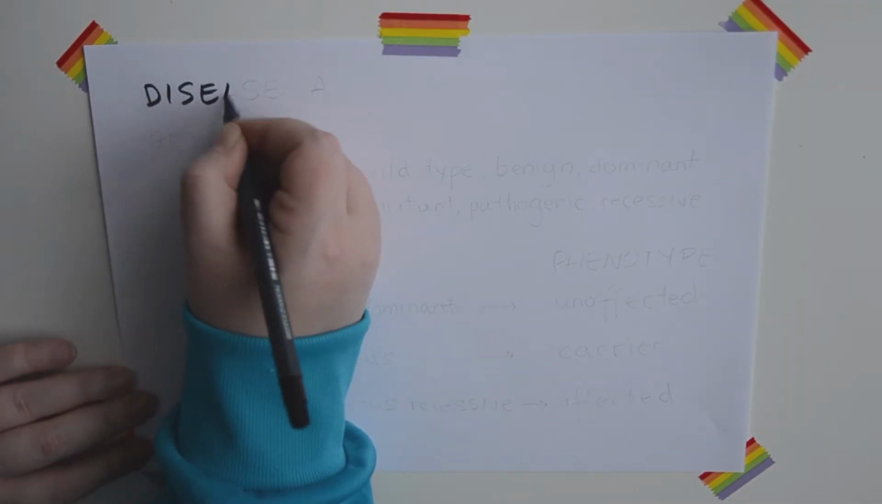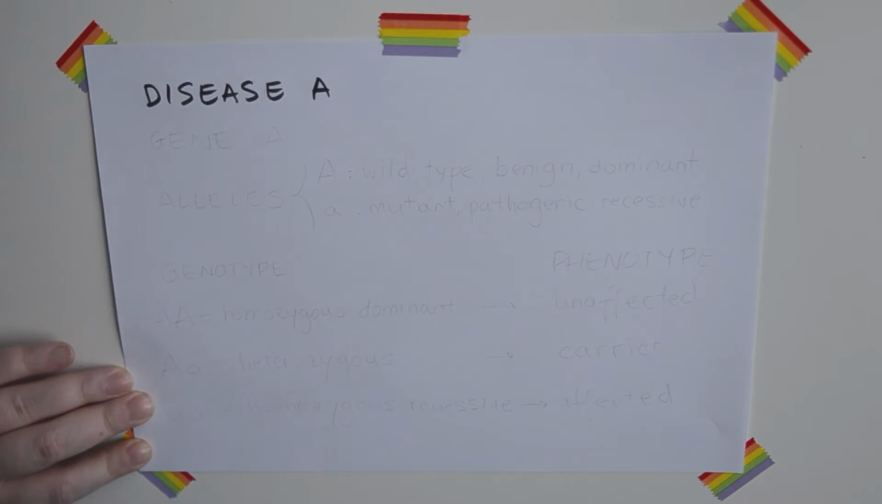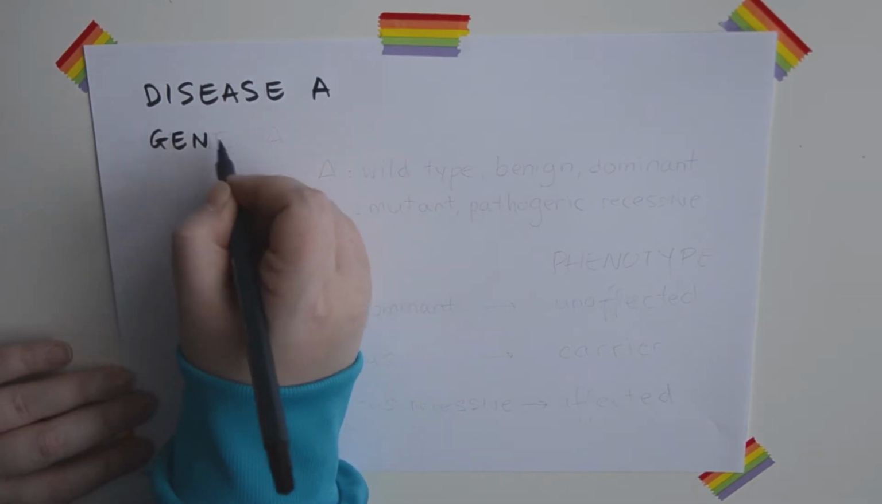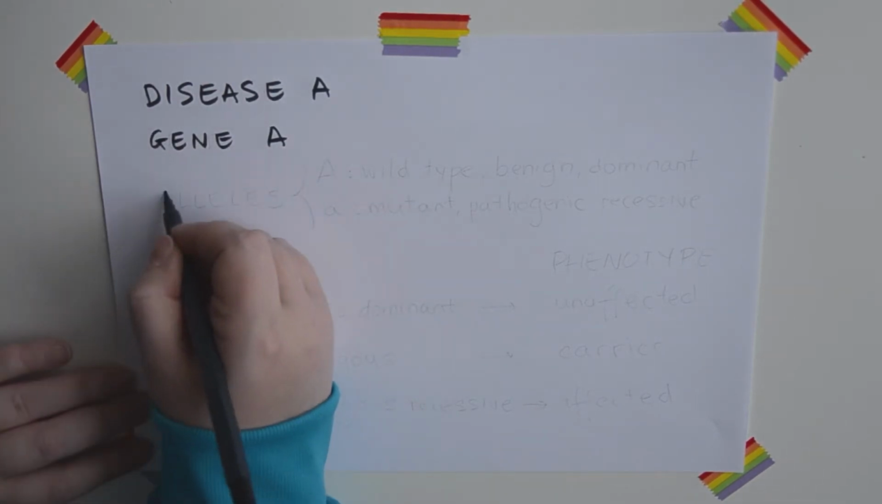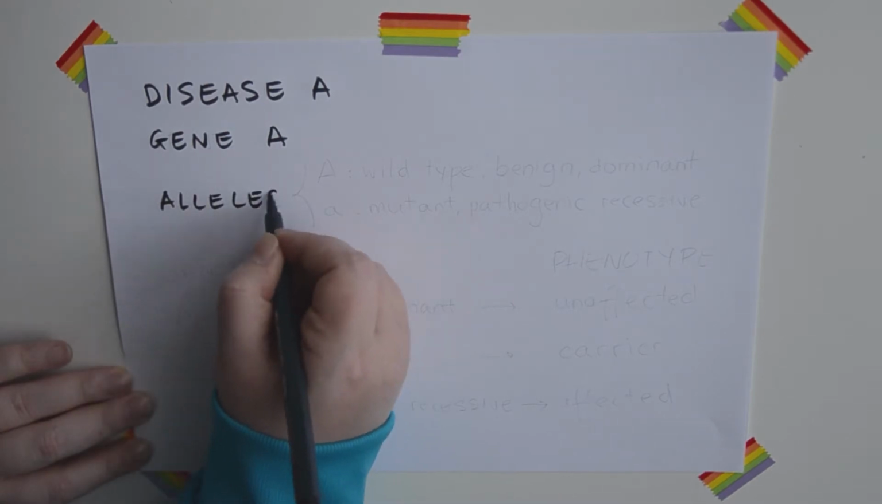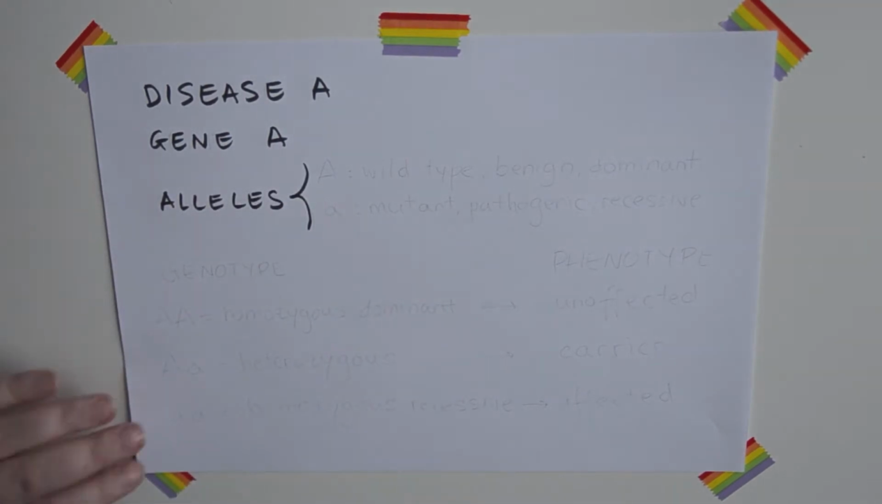So how does it actually work? Let's look at a simple example. Let's take disease A. It's not Wilson's disease, it's an imaginary autosomal monogenic recessive disease connected to gene A. Gene A has two versions, also called alleles. One allele is big A.